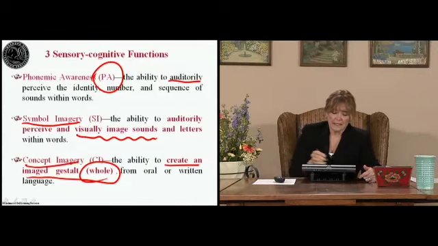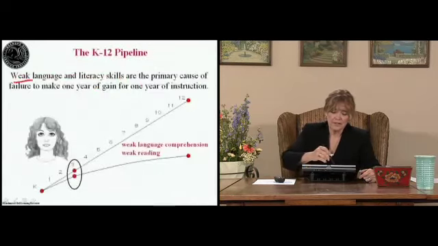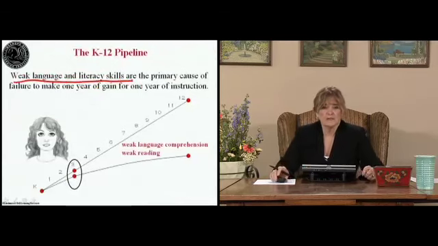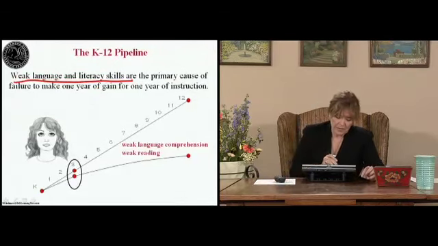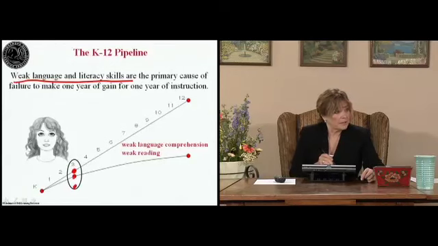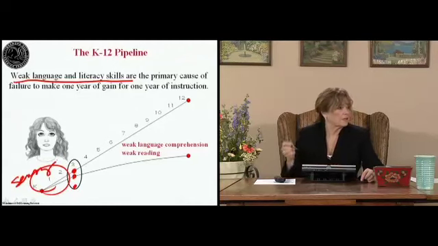So if we look at this K-12 pipeline, and we've talked about it already, weak language and literacy skills are the primary cause of a failure to make a year for a year. So what I've shown you on here is that we can see a child that's in 3rd grade, and that child could be a year below or even 2 years below where they should be, because something is happening to them early on at the sensory level that's not enabling them to gain a year for a year.